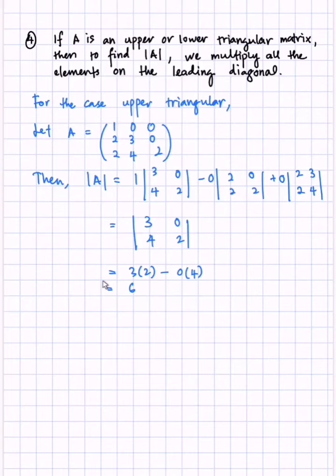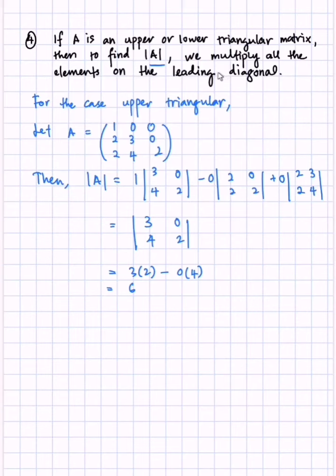Okay, sebenarnya kita tak ikut property ni. Kalau kita ikut property yang keempat ni, dia kata if A is an upper or lower triangular matrix, then to find the determinant of A, we multiply all the elements on the leading diagonal.